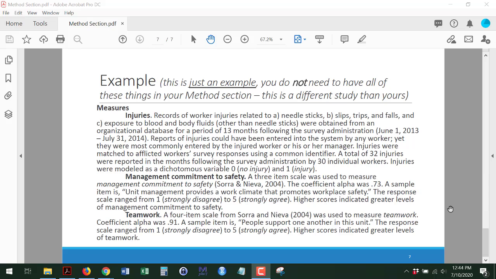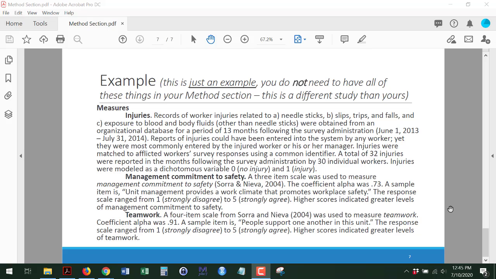The next part is the measures, and you can see that the measures section is broken into subsections for each of the measures, and you should do this as well in your paper 2. So in this particular sample, I have 3 measures. One is injuries, another is management commitment to safety, and the third is teamwork. So for each of those variables, I am talking very specifically about how those variables were measured. Let's use the example of management commitment to safety. So you'll see there that I provided the number of items, a 3-item scale.